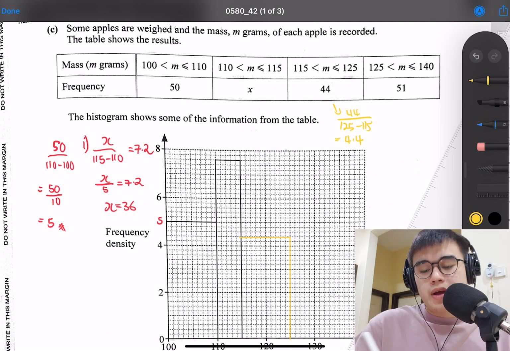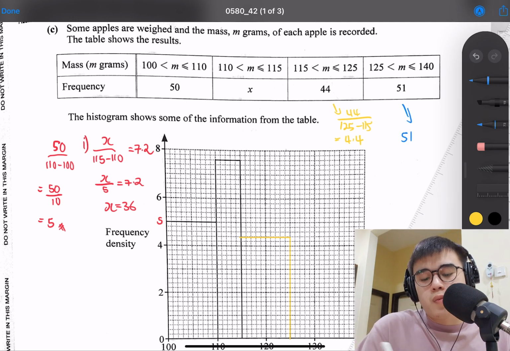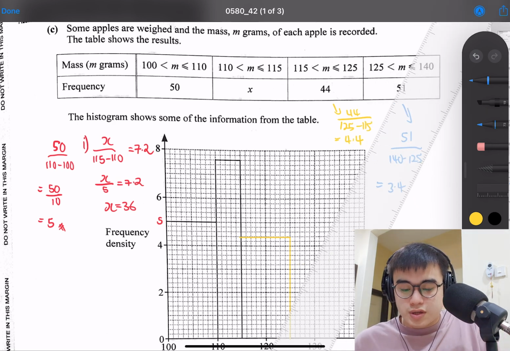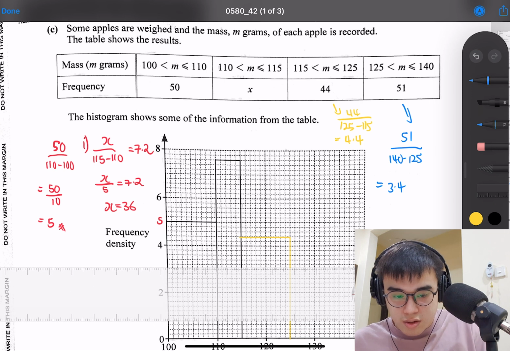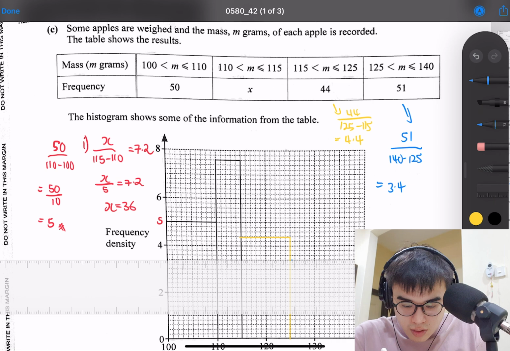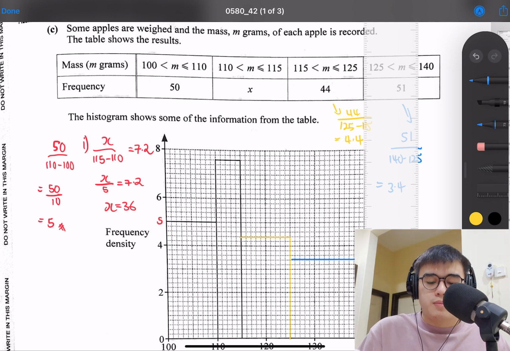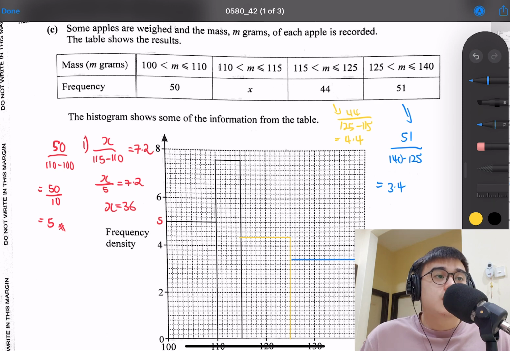So this is our first histogram there, and for the next part of the answer, you'll be taking 51 divided by 140 minus 125. So for this, you should get your result as 3.4. So 3.4 is somewhere around here. I illustrated them in a different color so that you can see the answers better. But it should look something like this. So that's how you complete your part 2's question. So this is pretty much it for part C of this question here.